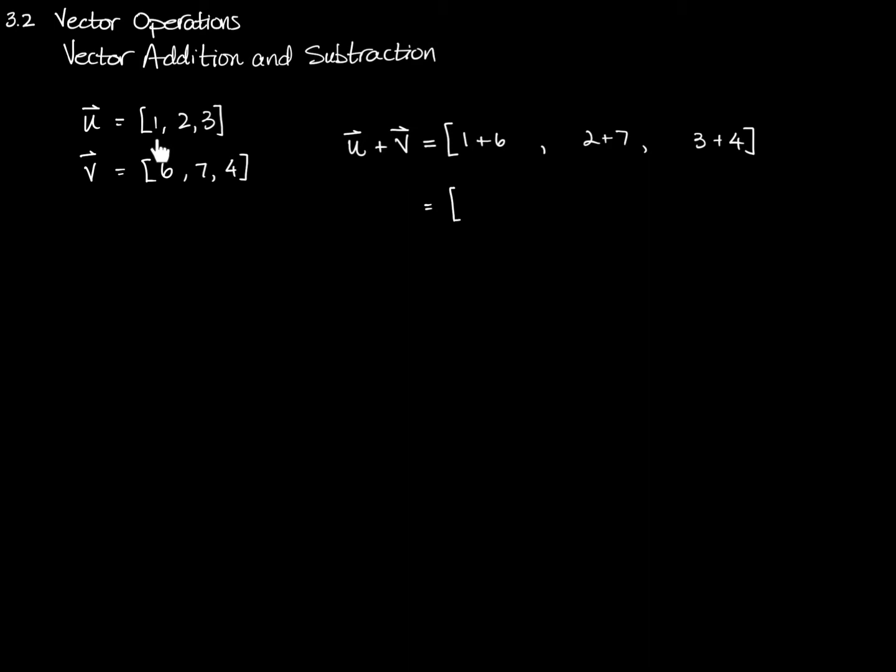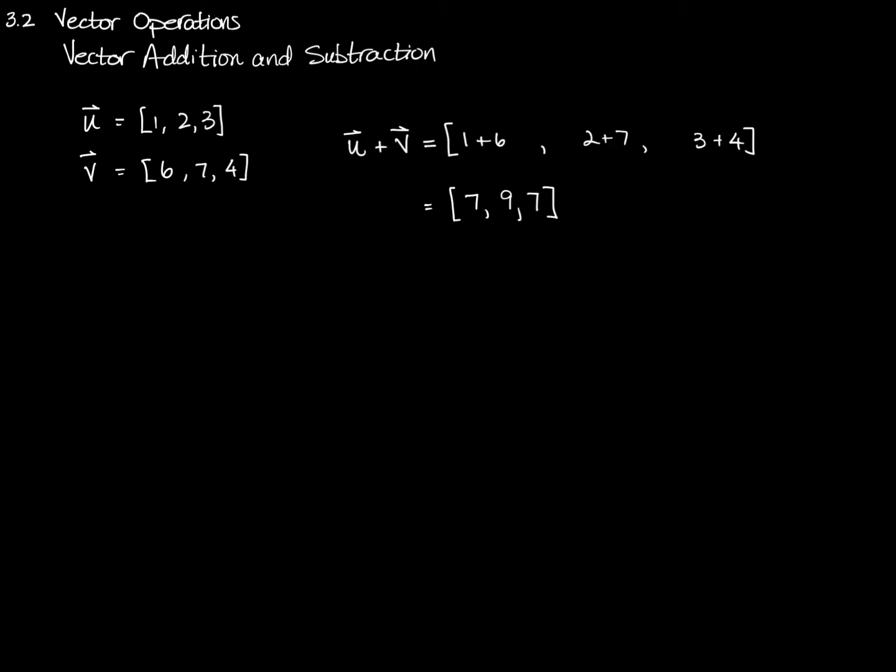I've taken the first component of u and the first component of v, added them together, and that makes the first component of u plus v. So I'll simplify that quickly. That's going to be 7, 9, 7. And that's it. That's all there is to it.